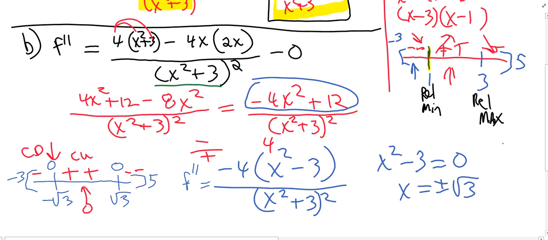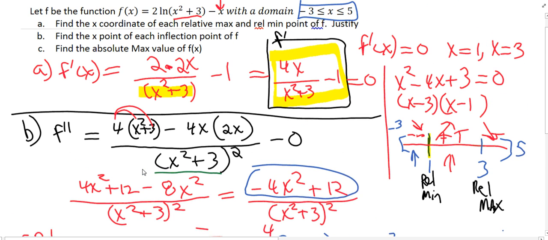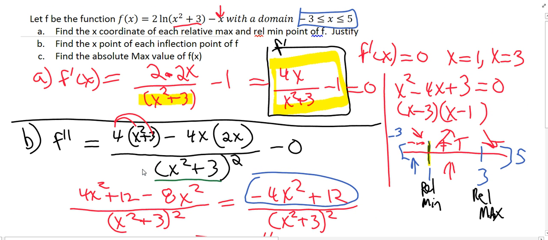And likewise, the second derivative of f is equal to 0 at positive square root of 3, and the second derivative sign changes from positive to negative there, which is a second point of inflection. Alright, so now that we have all that out of the way, we've already identified our relative mins and maxes, and now part C says find the absolute max value, which means we have to find the y value too.